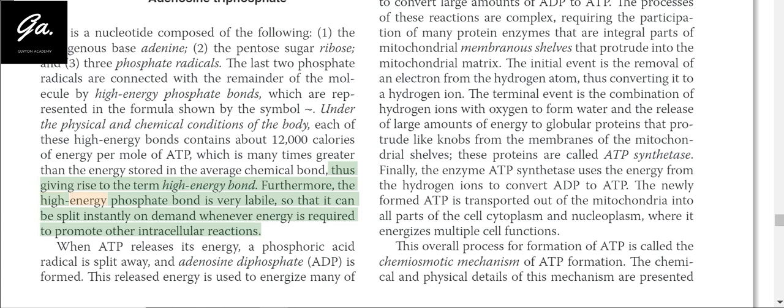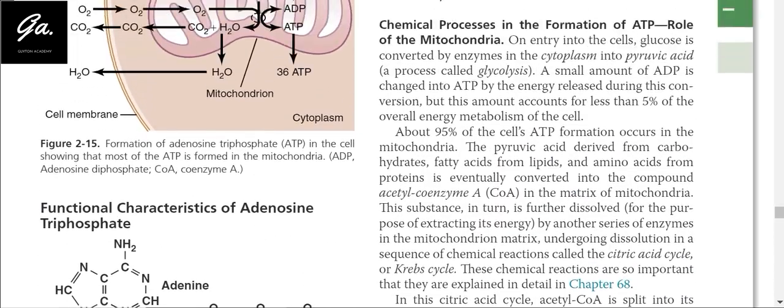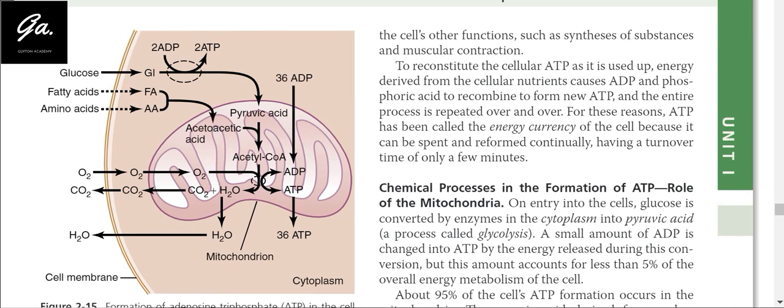Furthermore, the high-energy phosphate bond is very labile, so that it can be split instantly on demand whenever energy is required to promote other intracellular reactions. When ATP releases its energy, a phosphoric acid radical is split away, and adenosine diphosphate is formed. This released energy is used to energize many of the cell's other functions, such as synthesis of substances and muscular contraction.